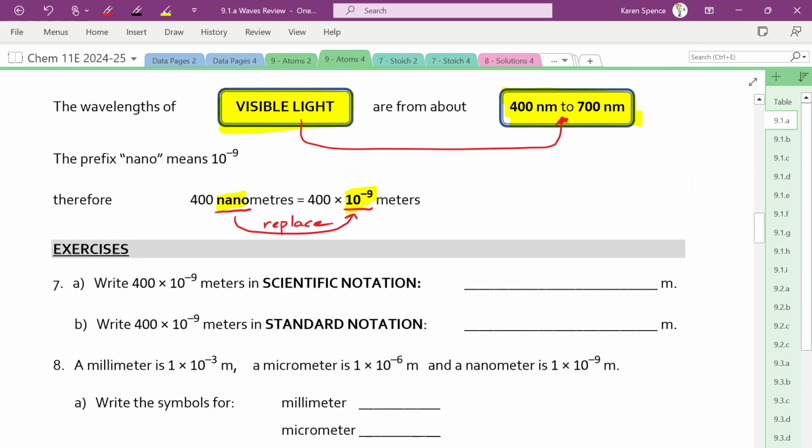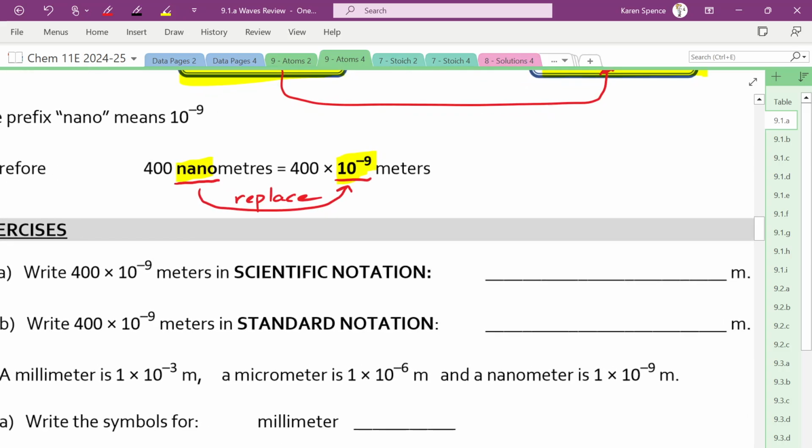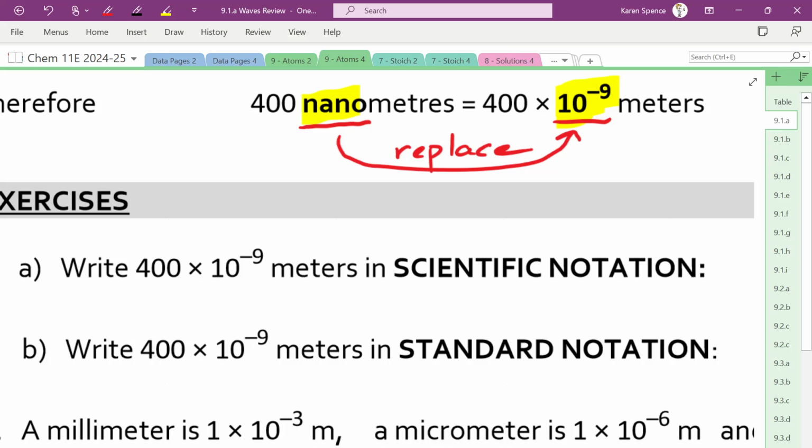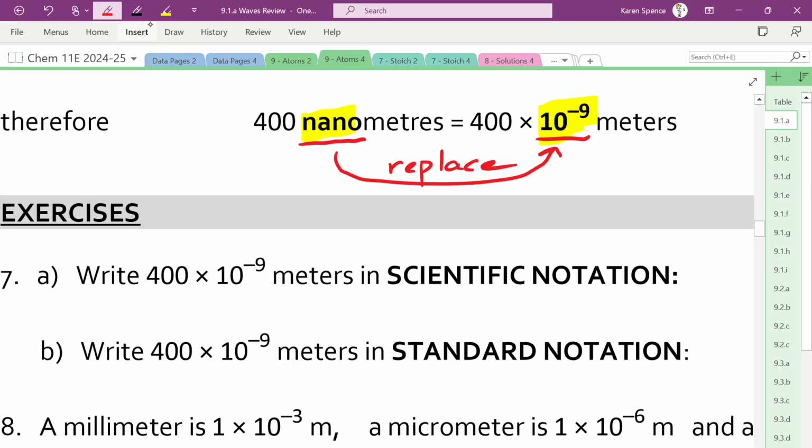But while we're here, let's see, can you write 400 times 10 to the negative 9 in scientific notation? And can you write it in standard notation? Give it a try. Oh, and let's put a decimal at the end of these numbers so that we have some sig figs in there. Okay.